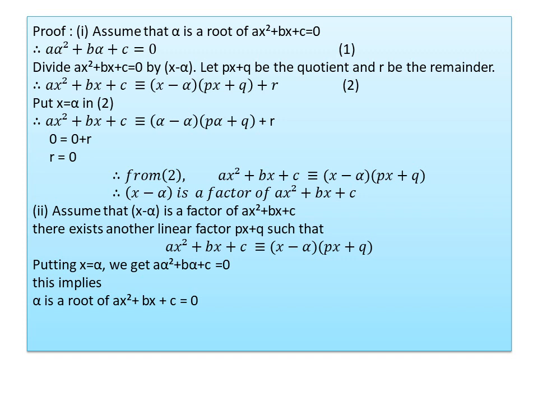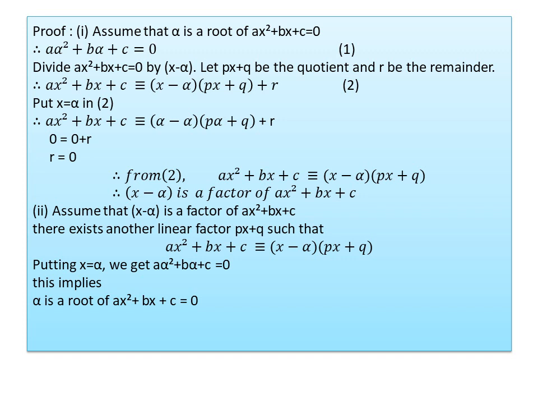Now we will put x is equal to alpha in equation 2. Therefore, ax square plus bx plus c will be equivalent to alpha minus alpha into p alpha plus q, plus r. That means 0 is equal to 0 plus r, or r is equal to 0. From here we conclude that the remainder is 0. Therefore, x minus alpha is a factor of the quadratic ax square plus bx plus c. Now we will do the converse part.